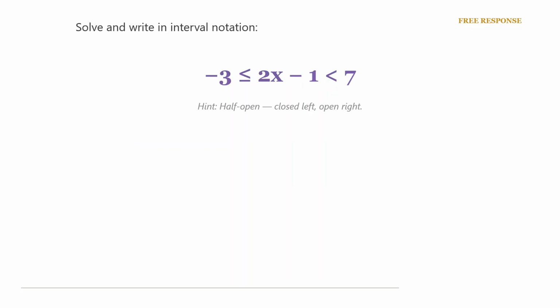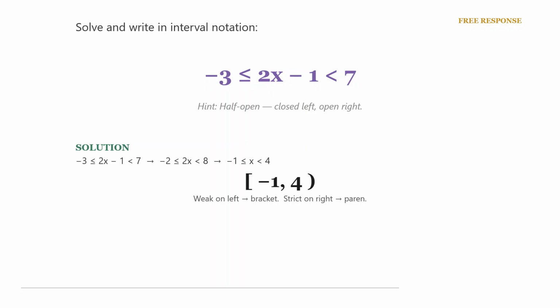Question 7, free response. Solve and write in interval notation. Negative 3 less than or equal to 2x plus 1 is less than 9. Pause. The answer is the interval from negative 1 inclusive to 4 exclusive. Add 1 to all three sections. Negative 2 less than or equal to 2x is less than 8. Divide all three by 2. Negative 1 less than or equal to x is less than 4.